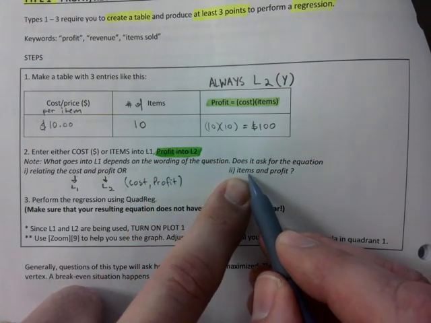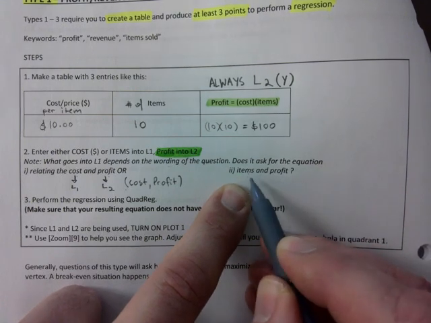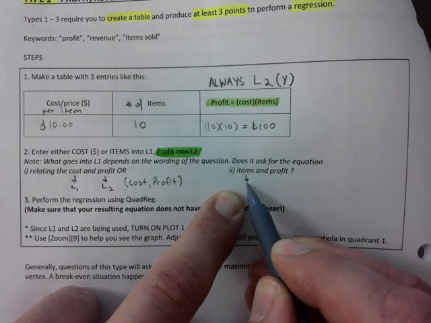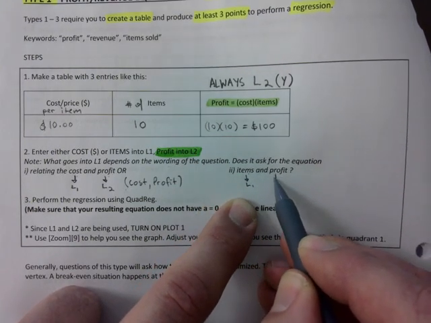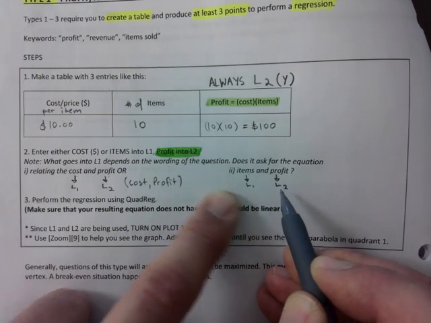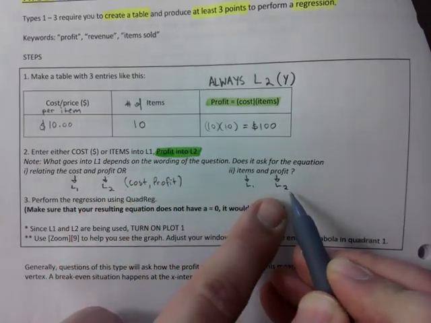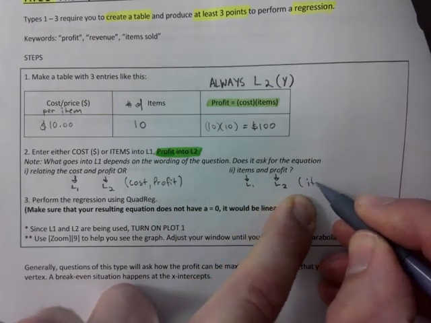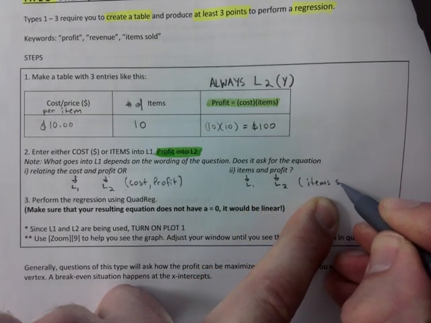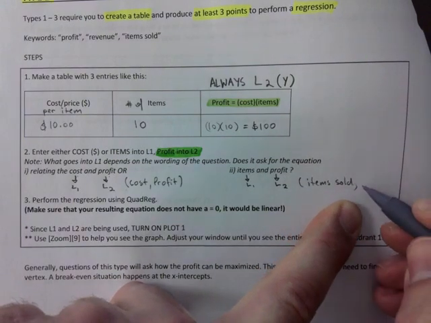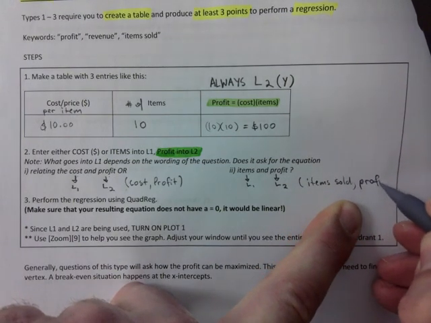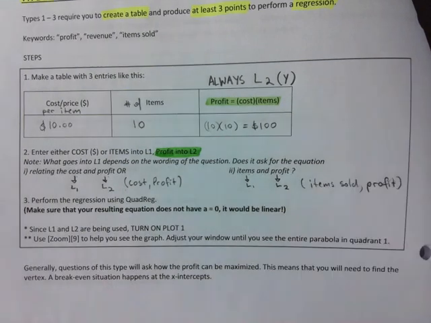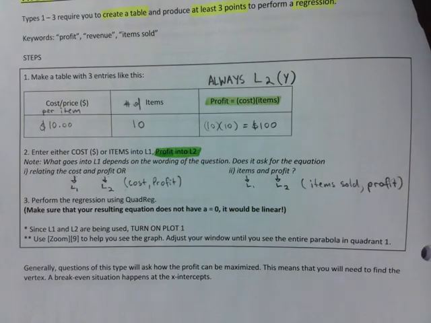What if the question says, hey, relate the items sold and the profit? Well, then you put this into L1 and the profit still goes into L2. Remember, for both of them, profit goes into L2. And then you'll just have the items sold, right, compared to the profit the company makes. It doesn't have to be a company, it could be just even a fundraiser, right?